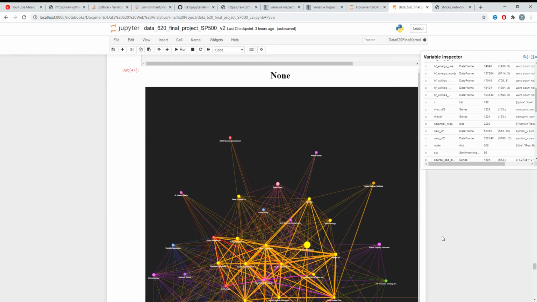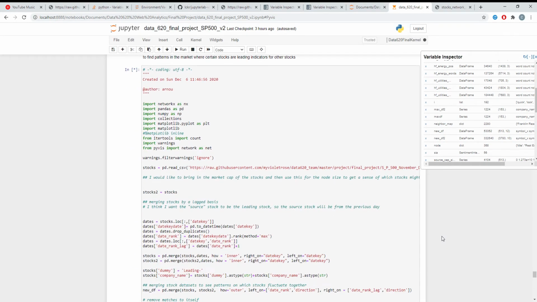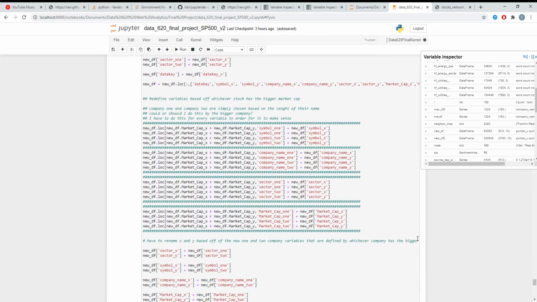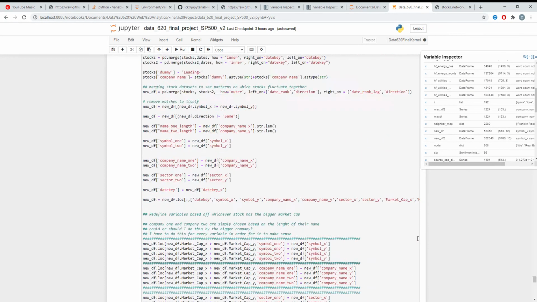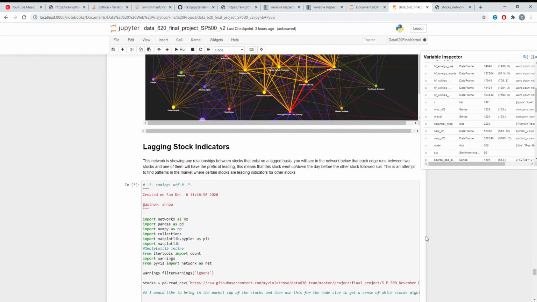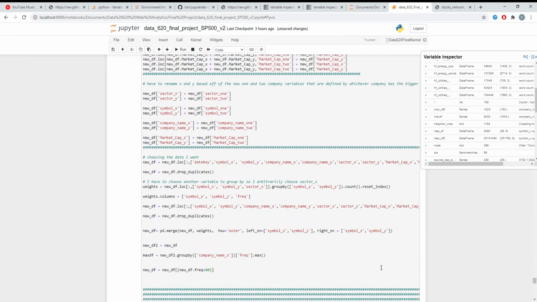And then hopefully this last one's running. For this last one, I'm going to show you a network around lagging stock indicators. Essentially, the concept was to look at stocks not necessarily moving in the same direction during the exact same day, but stocks that are either lagging or leading indicators for each other. So one stock goes up and then on another day, a different stock goes up, potentially in a causal pattern type of thing.